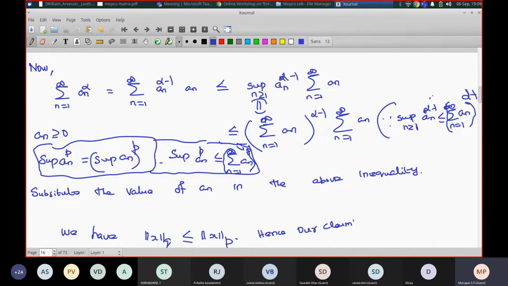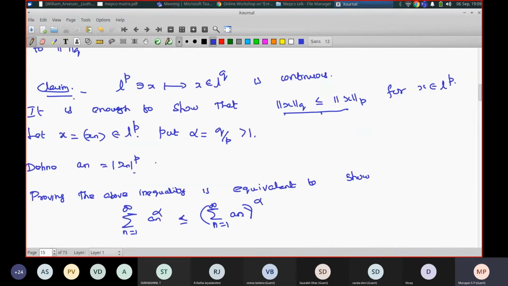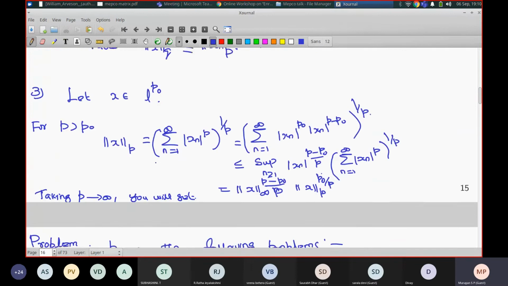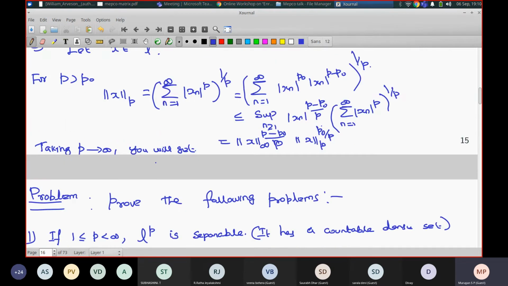Then substitute the value of an in the above inequality. You can easily see that the q norm is less than or equal to the p norm. Hence our claim holds. Therefore this map is continuous, because from this inequality you can easily see that if xn converges to x in the p norm, then automatically xn converges to x in the q norm.